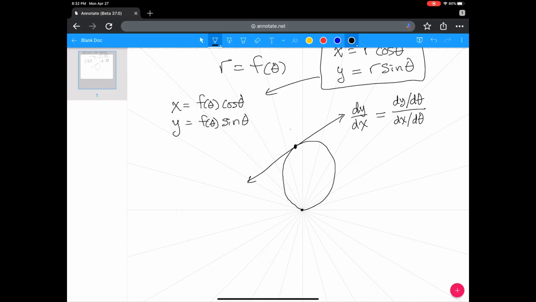So if I take the derivative of x with respect to theta, then using the product rule, I would get the derivative of the left, which would be f prime of theta times the right, cosine theta, plus the derivative of the right. The derivative of cosine is minus sine theta, times the left, which is f of theta. So similarly, maybe I'll erase some of my little tangent line here.